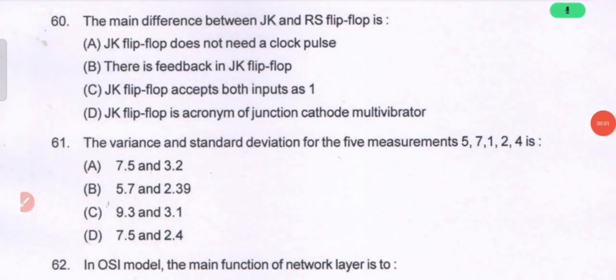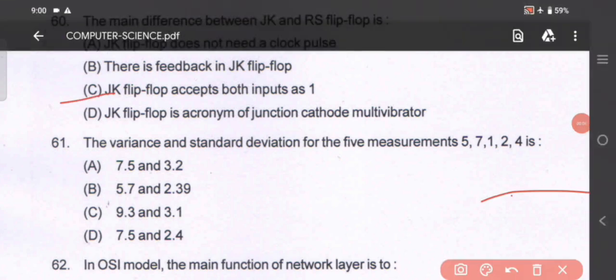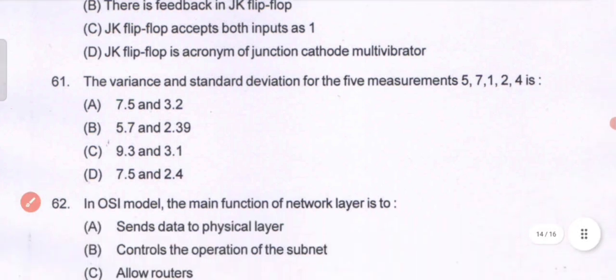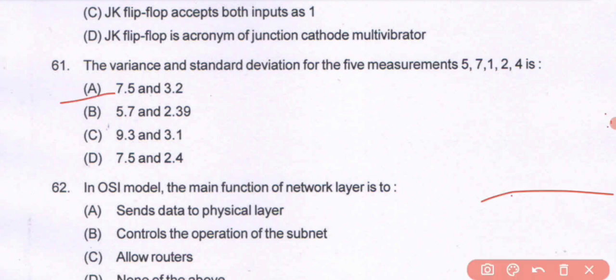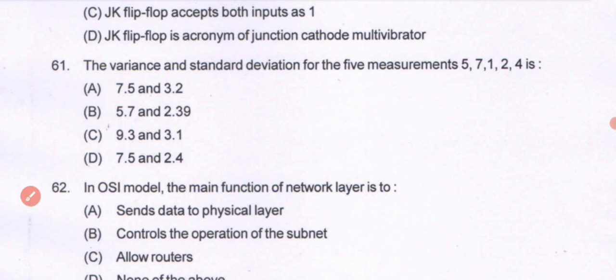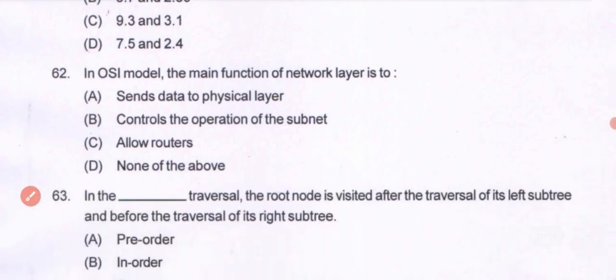Question number 60. The main difference between JK and RS flip-flop is option C, JK flip-flop accepts both inputs as 1. Question number 61. The variance and standard deviation for the 5 measurements 5, 7, 1, 2, 4 is option B, 5.7 and 2.39. 62. In OSI model, the main function of the network layer is to control the operation of the subnet.